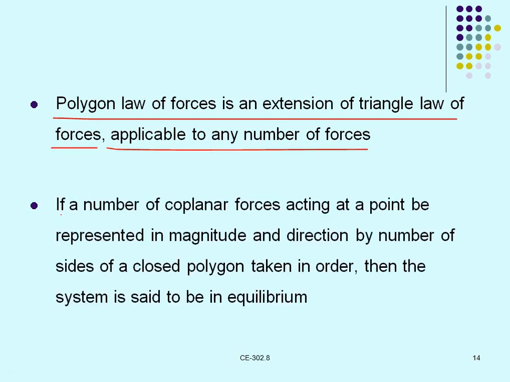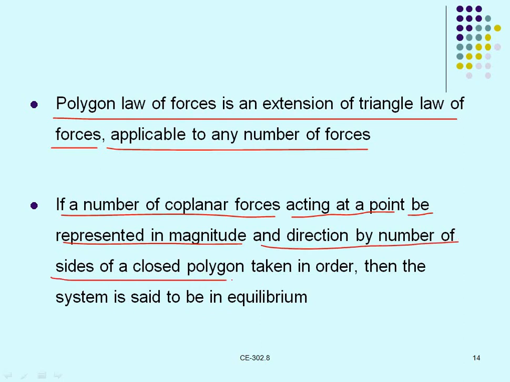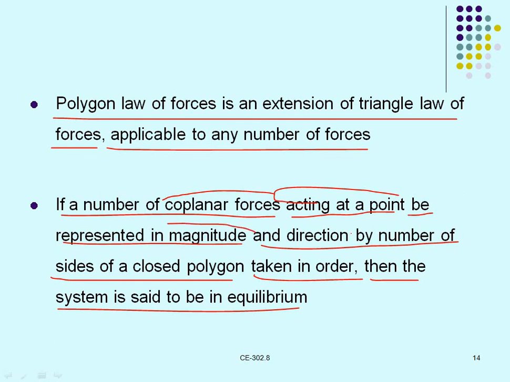That means if a number of coplanar forces acting at a point are represented in magnitude and direction by the number of sides of a closed polygon taken in order, then the system is said to be in equilibrium. So the coplanar forces acting at a point, represented in magnitude and direction by the sides of a closed polygon taken in order, the system is said to be in equilibrium.